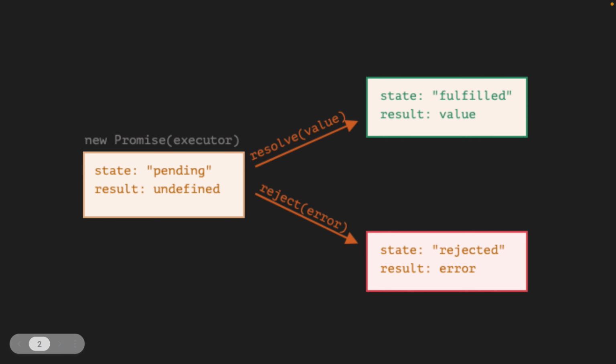A promise also allows you to attach callbacks that will be called when the promise is either fulfilled or rejected, which helps you to manage asynchronous code more effectively. So let's create a simple promise to better understand how this works.